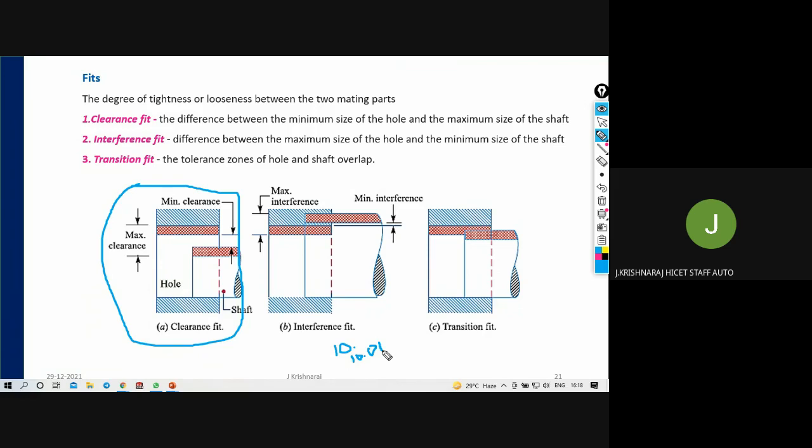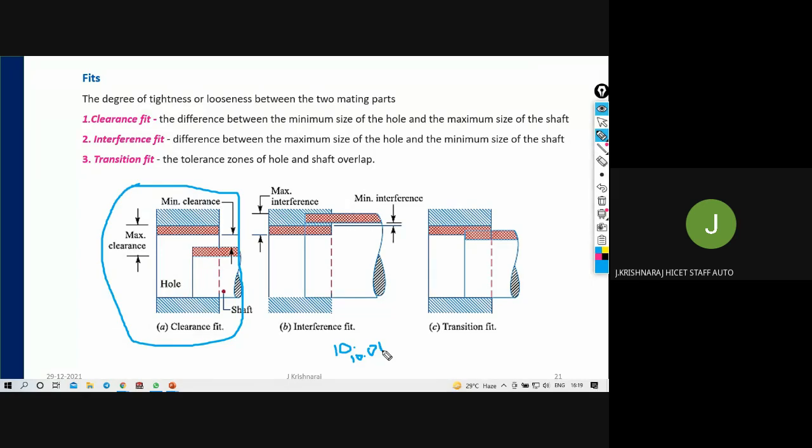What is that press fit? They make the edges as a chamfer. By doing this chamfering, some part will be inserted. Then they continuously hit on these surfaces, and so this press fit will be there. This tight fit, press fit, or interference fit, everything is the same. Once the components are mated together, we cannot separate them again. That is an interference fit. The example is shaft and coupling. Once they are made as a fit, we cannot remove it again, so sometimes it is otherwise called a permanent fit also.